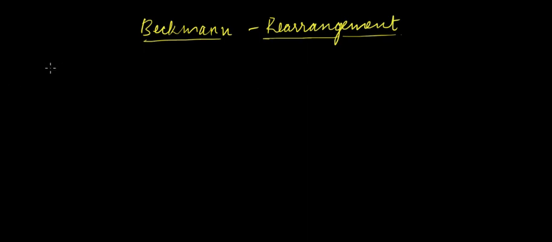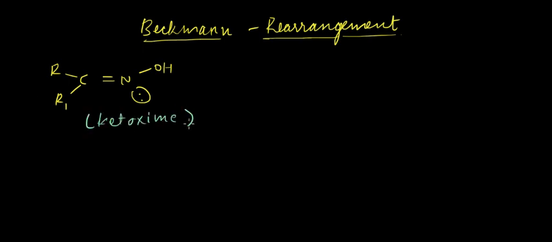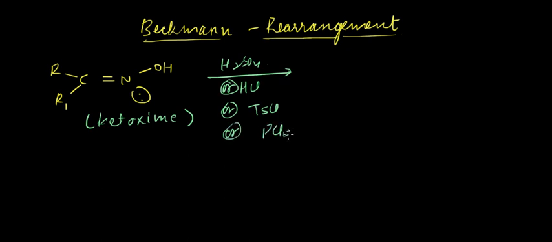So in this, let's suppose we have a compound like this, which is called ketoxime. What will happen is when we react this compound with H2SO4, or it can be HCl or TsCl or PCl5, or it can be SO2 gas as well. So what would be the compound which will be forming? We'll get something like this as the product.